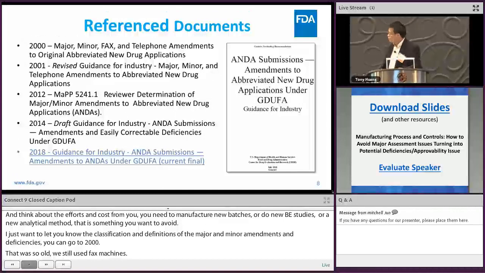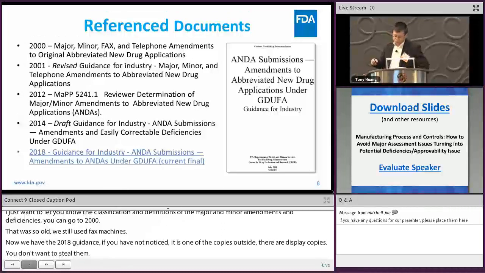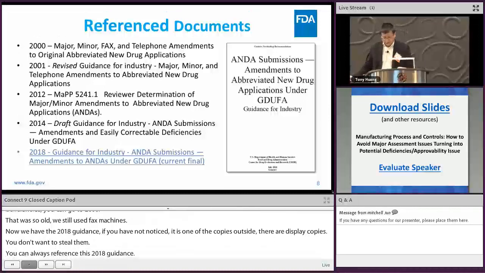So you can always reference this 2018 guidance, and some contents from my slides are really copied from that guidance. So I will go very briefly on those slides.